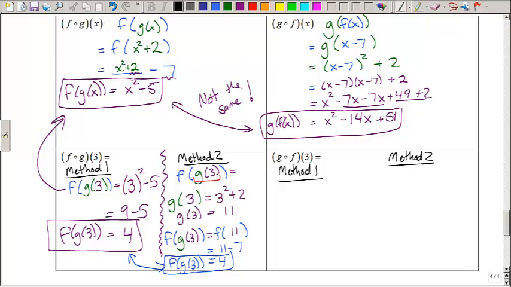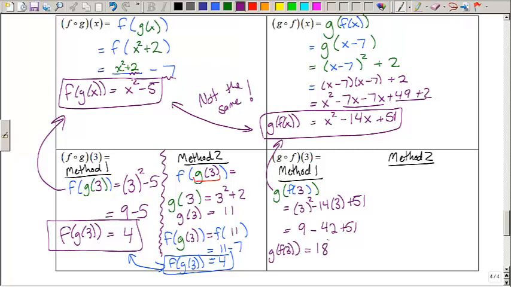For our next example, I'm trying to find g of f of 3. Again, for my first method, I can find g of f of 3 by plugging into g of f of x and just replacing x in my function with 3, which gets me 3 squared minus 14 times 3 plus 51. 9 minus 42 plus 51 is equal to 18. So g of f of 3 is equal to 18.